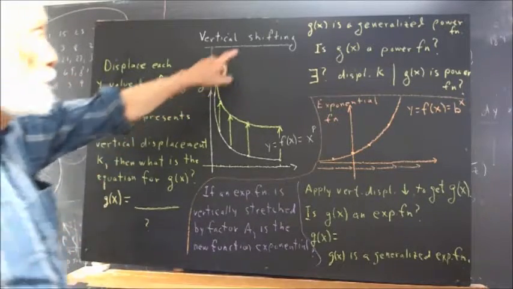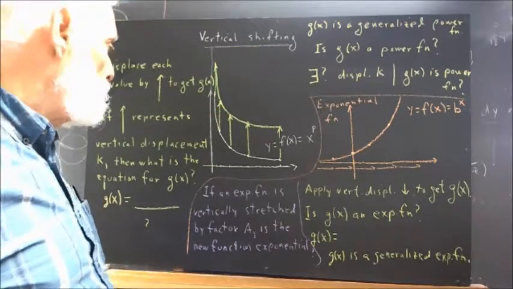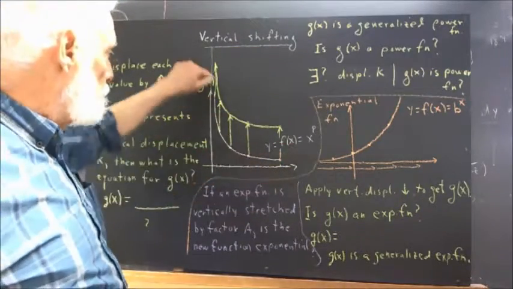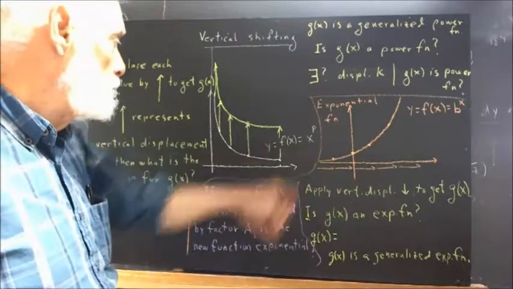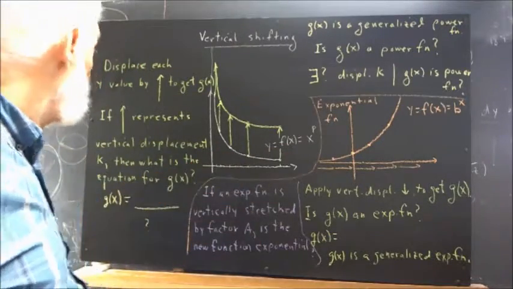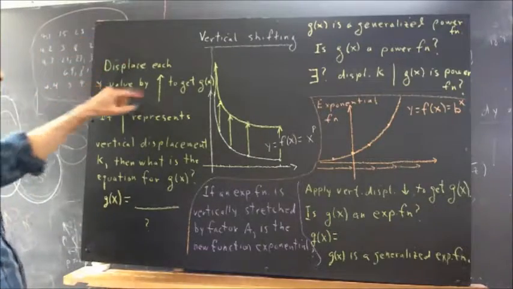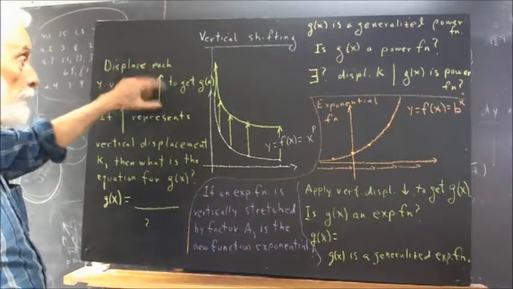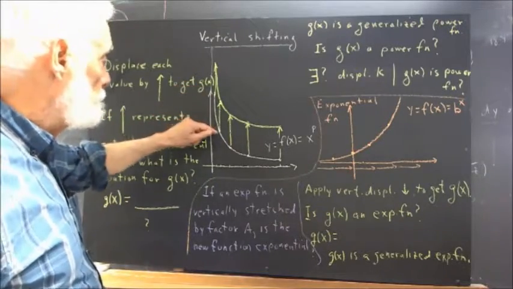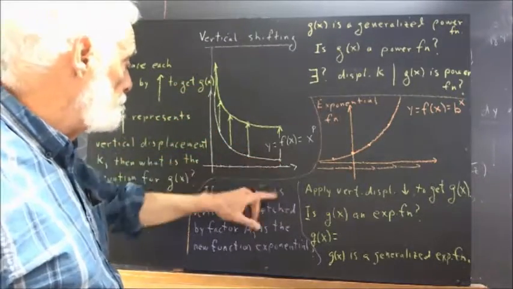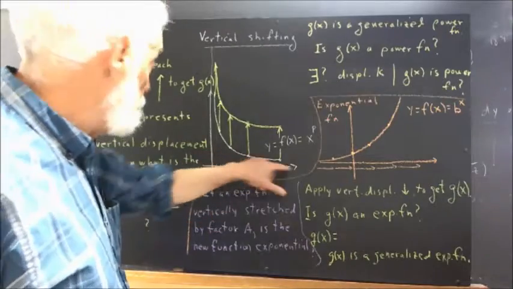But what we want to talk about is vertical shifting. So what we did was we started here with the graph of y equals x to the p. So that's our f of x function. That's the white function here. And then we displace each y value by this arrow to get our g of x function. So we have this point, this point, this point, this point, and this point, the points I used to construct this graph.